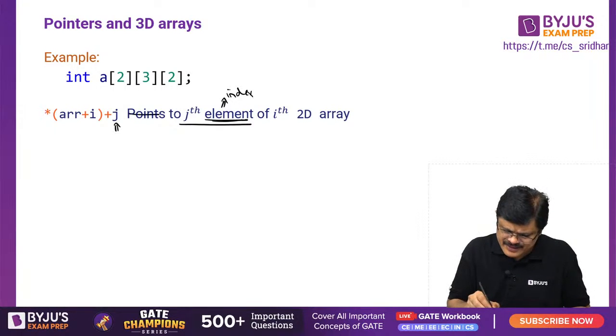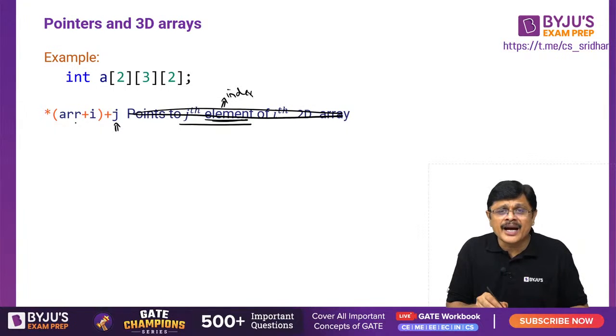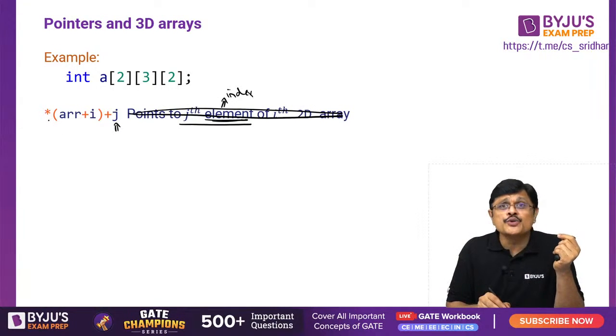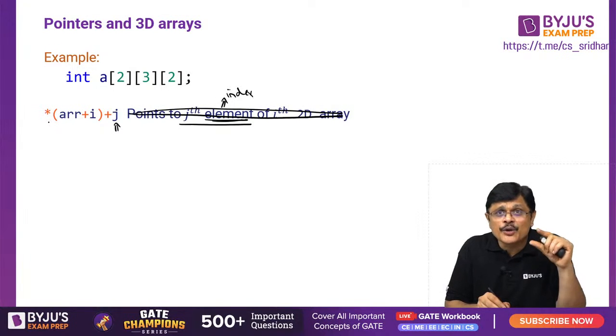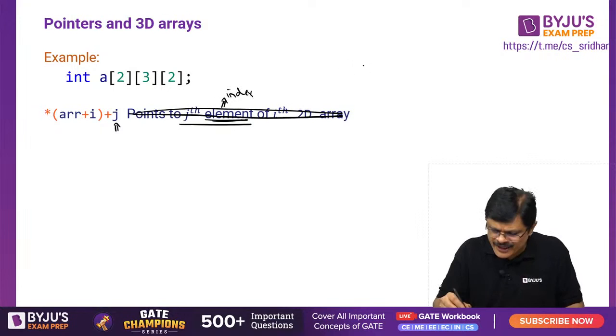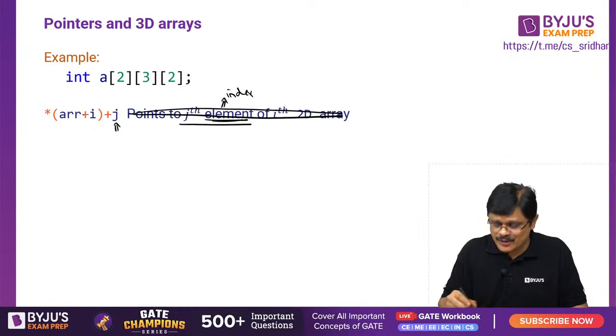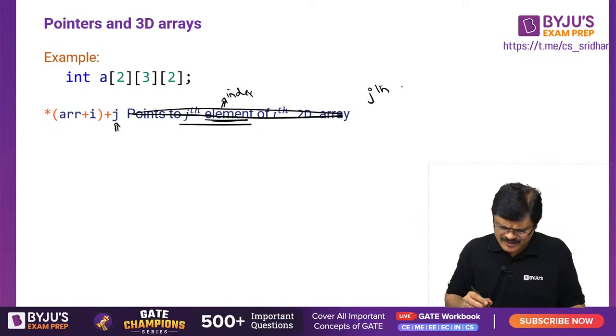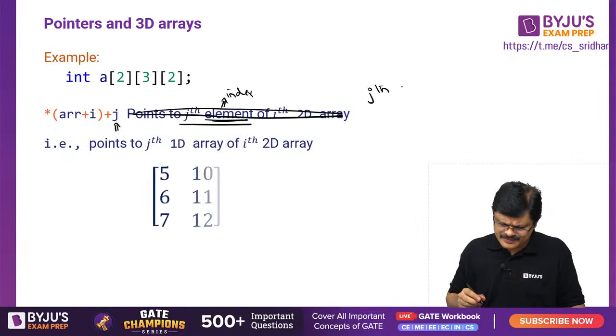Let me clear this. What it actually points to: ARR plus I points to ith 2D array. Star of that points to the 0th 1D array of ith 2D array. So in that, the jth element. Am I correct? Just let me write this.